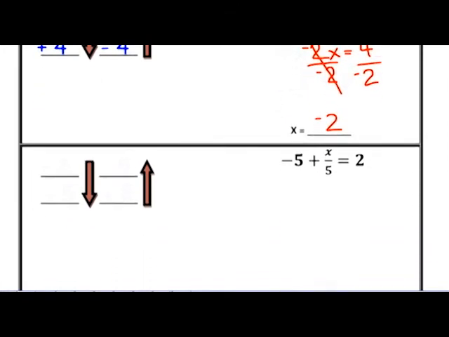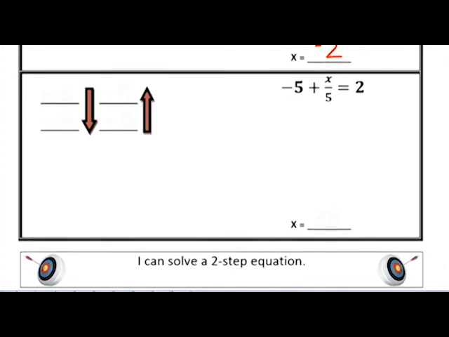Negative 5 plus x over 5. Well, I'm dividing by 5 first. Then I'm subtracting 5. Inverse of subtraction is addition. Inverse of division is multiplication. The arrow tells you which way to go. So I'm going to add my 5 first.